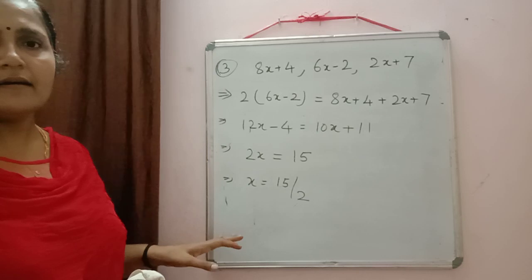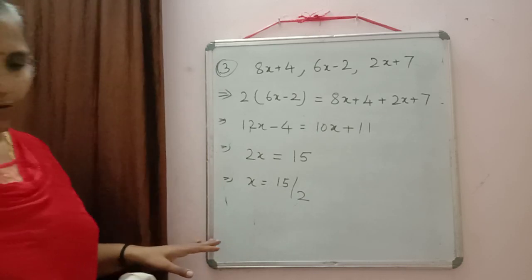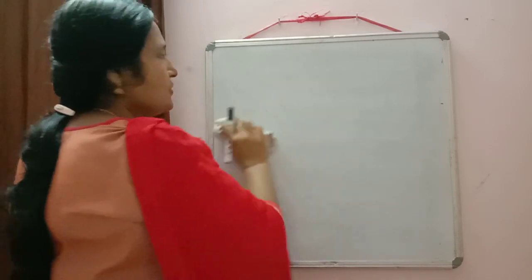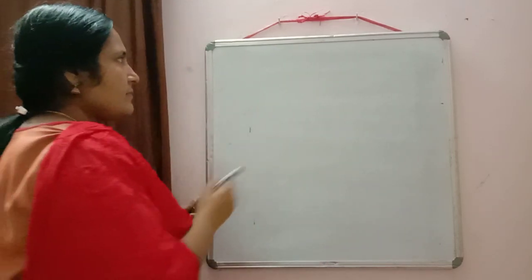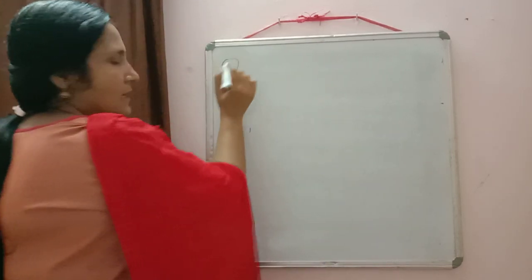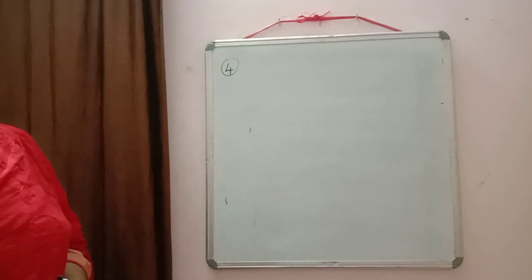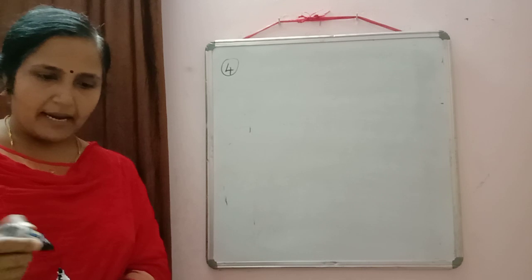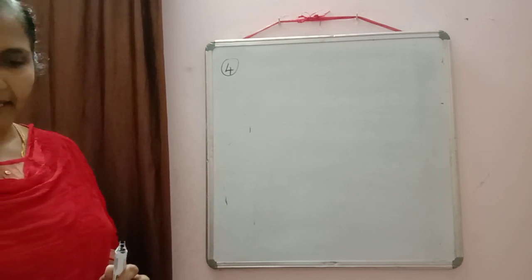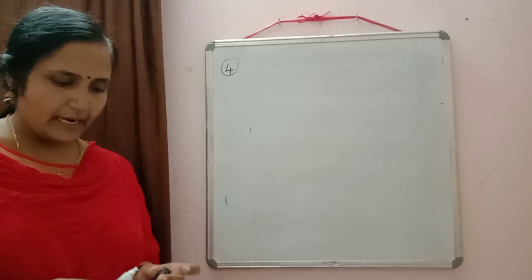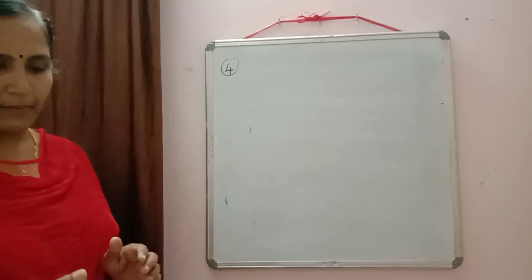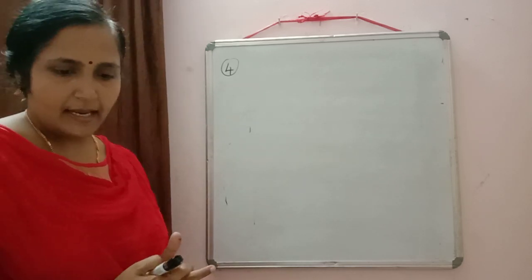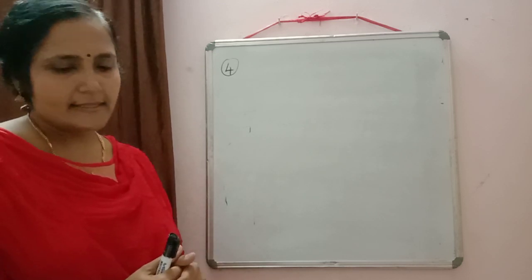Method is clear? Yes. Now we will move to the next type of questions. Question number 4. In question number 4, it is given sum of three numbers in AP is minus 3 and their product is 8. All of you write down. It is given sum of three numbers in AP is -3 and their product is 8.